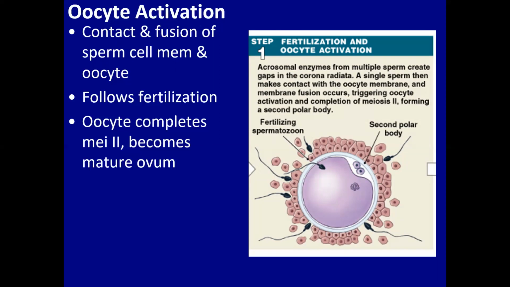So as I said, this oocyte activation occurs because there is the fusion of the sperm cell membrane and the oocyte. And when this occurs, it allows for fertilization. Once that oocyte completes meiosis II, you can actually call it an ovum or an egg.